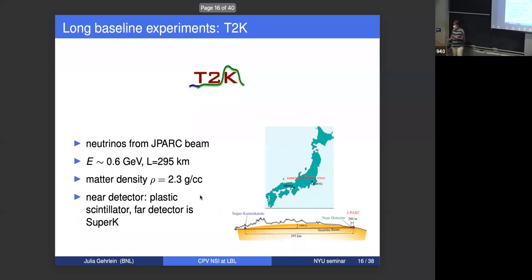The T2K experiment is located in Japan. It uses neutrinos from the J-PARC beam. The neutrinos in this experiment have a lower energy, and they also travel a lower distance. The matter density the neutrinos encounter on their way to the far detector is also lower, 2.3 grams per cc.